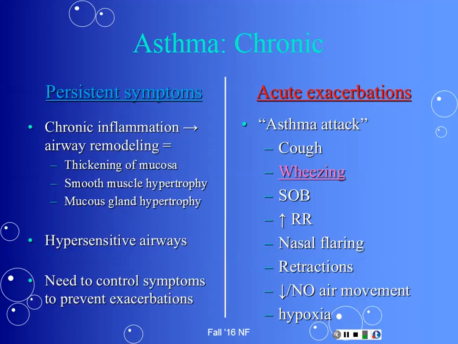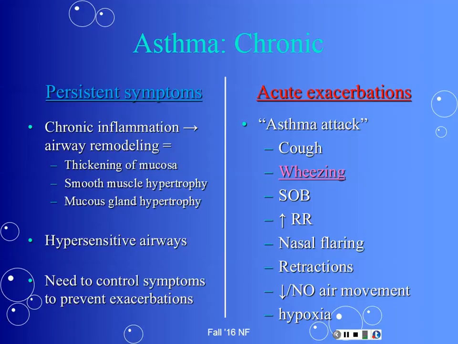Then when you have more bronchospasm and that kind of thing, it's going to make it occlude quicker. You're going to get that smooth muscle hypertrophy and the mucus gland hypertrophy, which means it's going to produce more and more and more mucus. Your airways are going to become more hypersensitive, and they need to control those triggers, those symptoms, to prevent those exacerbations. That's your chronic component.